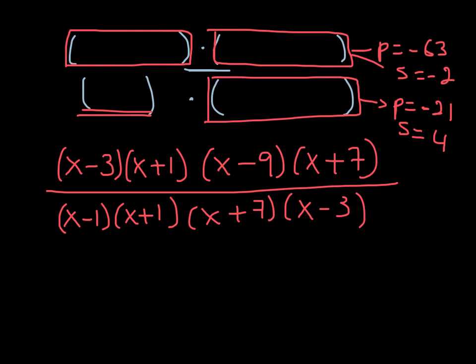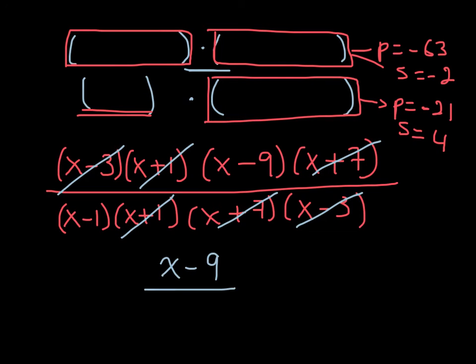Now that we've factored everything, we're allowed to reduce factors. X minus 3 is canceled out. X plus 1 is canceled out. X plus 7 is canceled out. That's about it. So now we have to write the answer. The answer is x minus 9, what's remaining on the top, over x minus 1 on the bottom. And that's your final answer.